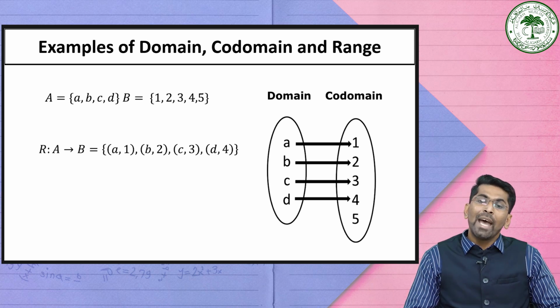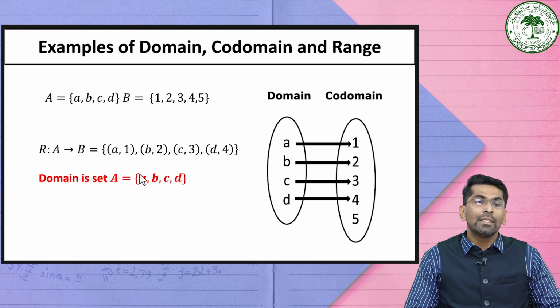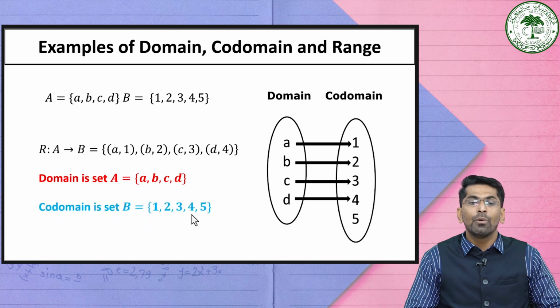See here, the domain is the set of all elements from which the function takes its input. In this case, the domain is set A, that is A, B, C, D. These are the domain, because these are the elements from which the mapping is defined. Similarly, the codomain is the set of all elements in the second set, that is set B. So all the elements here are 1, 2, 3, 4, 5. So set B is the codomain, that is 1, 2, 3, 4, 5.